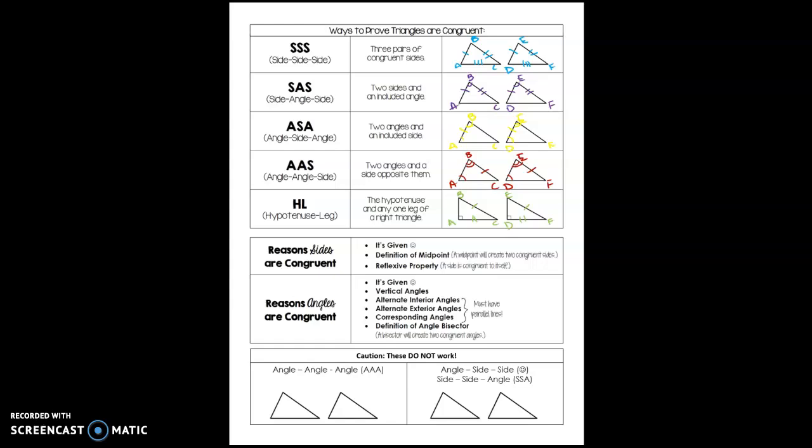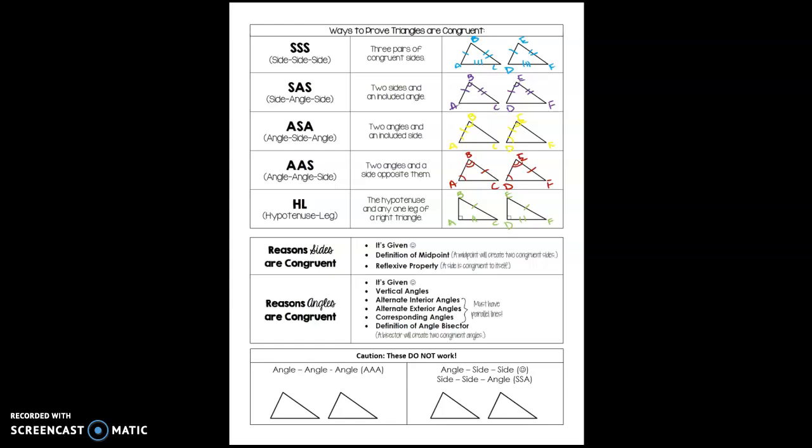Now this piece is going to help you a lot when we start talking about proofs. And so this is just a list that we created for reasons your sides could be congruent. So one, it's given to you, easy enough, or it's the definition of a midpoint. The midpoint will create two congruent sides. So if you are given that something is a midpoint, it gives you two congruent sides, okay? And then reflexive property is the third one here, and so a side is just congruent to itself. We've seen that a lot in our proofs where the triangles are kind of connected. So obviously that side is congruent to itself.